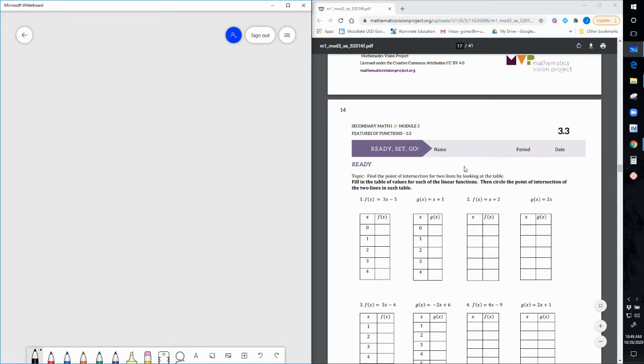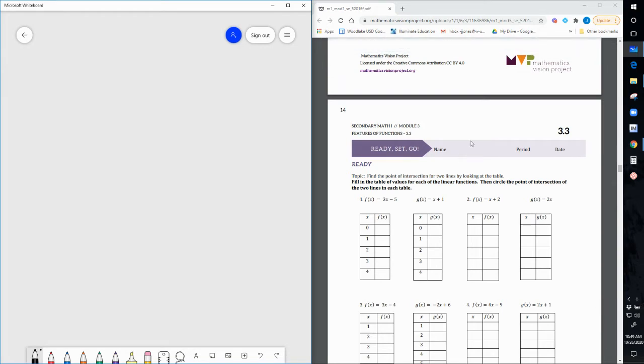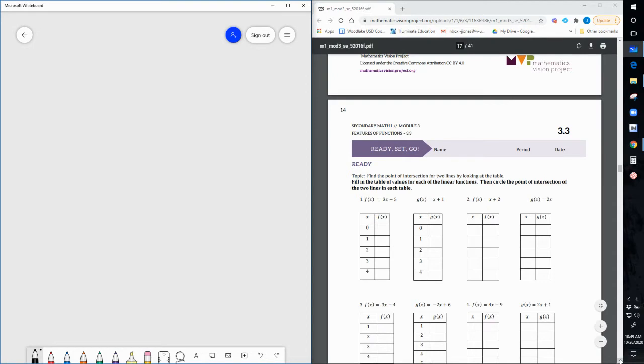Now we're going to do a little bit of practice. So I'm going to go over each section, make sure you know how to do it, and also tell you what you can skip. So here we go.